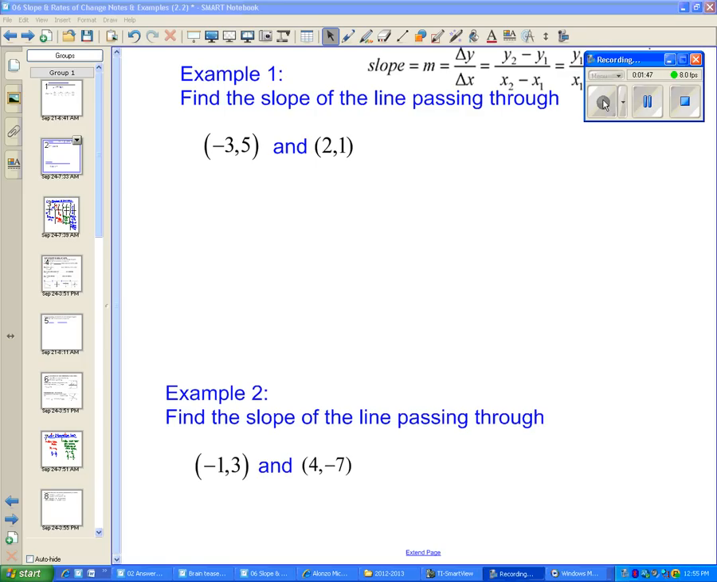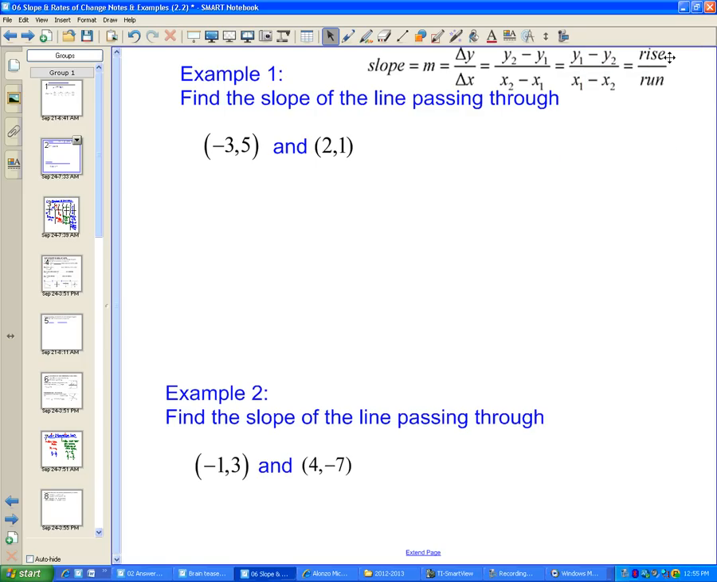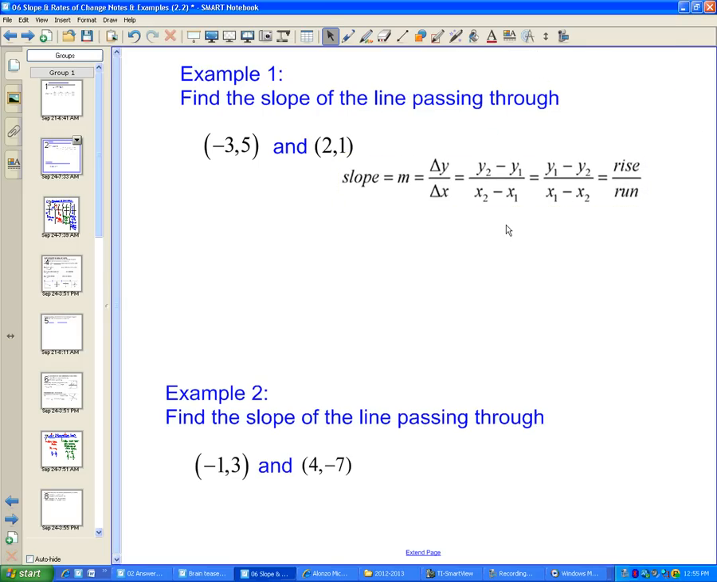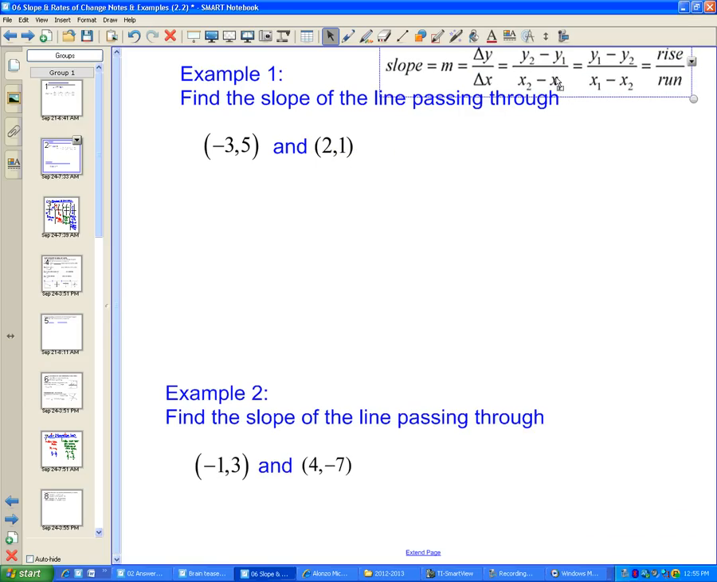So let's go ahead and do example 1. I want to find the slope of the line passing through negative 3, 5, and 2, 1. Again, I have the slope equation. I don't have to do both of these equations. All of these are finding the same thing, the difference of the y's over the difference of the x's, the change in y over the change in the x. And I put that just as a reference to help myself.